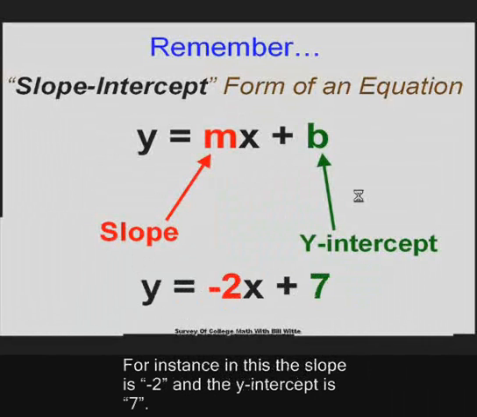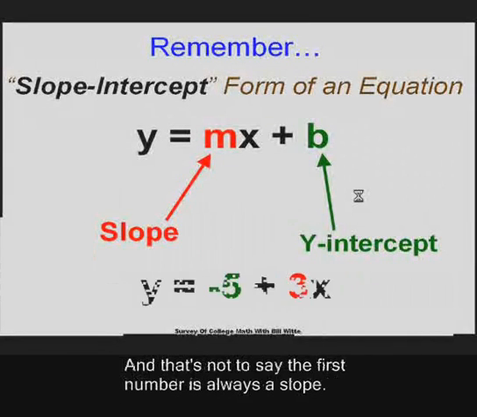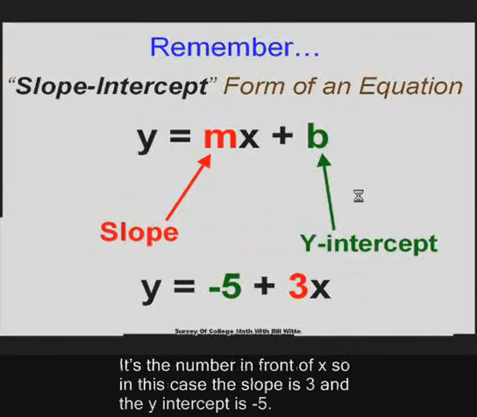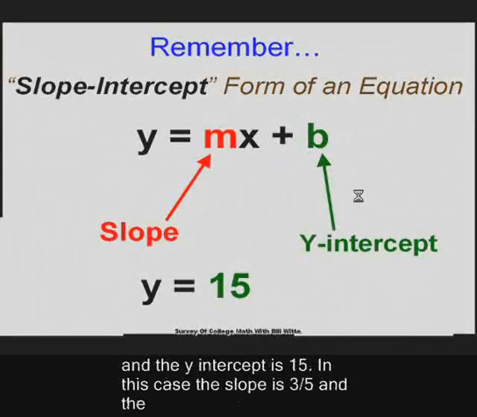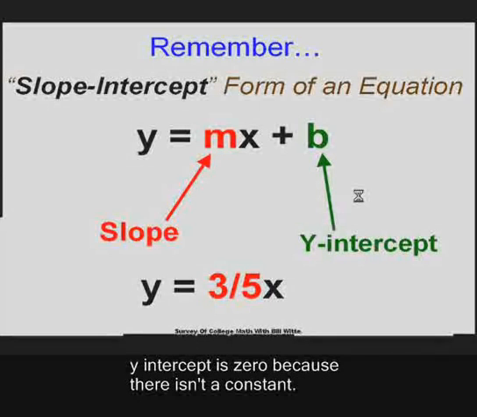For instance, in this problem, y equals minus 2x plus 7, the slope is negative 2, and the y-intercept is 7. And that's not to say that the first number is always the slope. I said the number in front of x. So in this case, the slope is 3, and the y-intercept is minus 5. In this case, the slope is the number in front of x, and there isn't an x, so the slope is 0, and the y-intercept is 15. And in this case, the slope is 3/5, and the y-intercept is 0, because there isn't a constant. Well, there is, it's just 0.